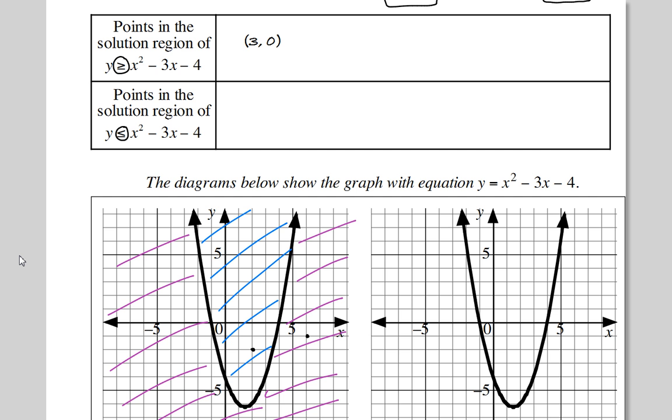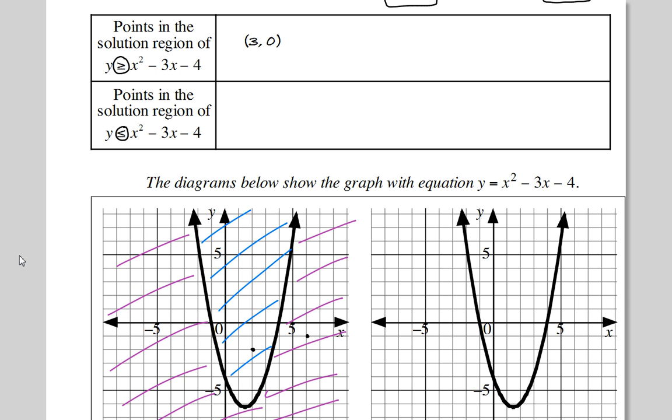I'll use my pointer. Let's talk about the blue. Are we going to use y greater than this function or y less than this function? Anybody want to take a guess? I only heard one person say less than. I heard more people say greater than. So why greater than? Because it's above or below the curve? The blue is always above the curve, whereas the purple is always below the curve.